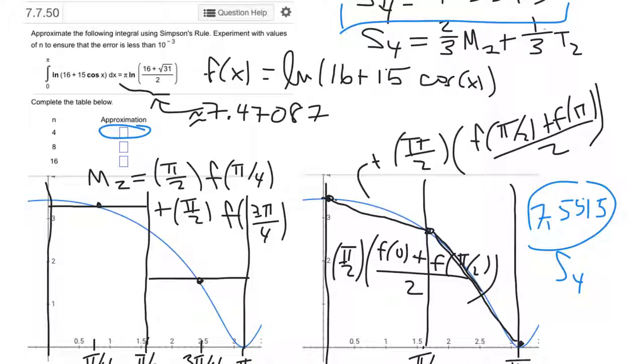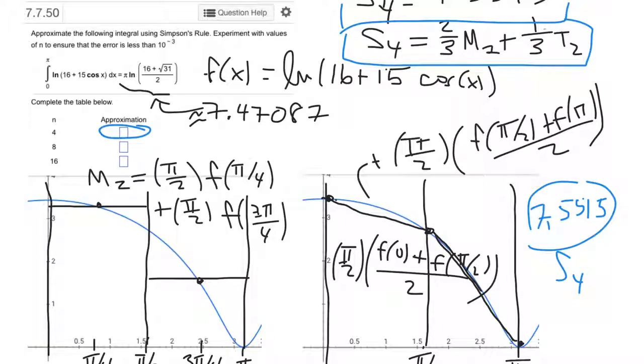There's a totally legitimate interpretation of Simpson's rule, where you're thinking about a calculation on 4 subintervals instead of 2 subintervals. So that's why it's called S4, but it is equivalent to 2/3 of M2 plus 1/3 of T2. So this is how we can always do our calculation.